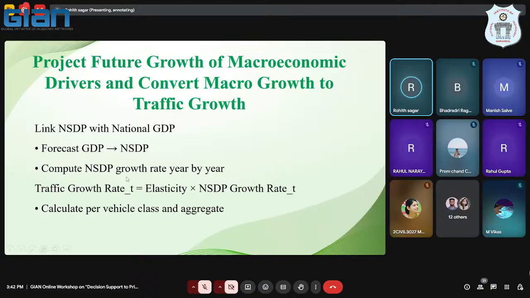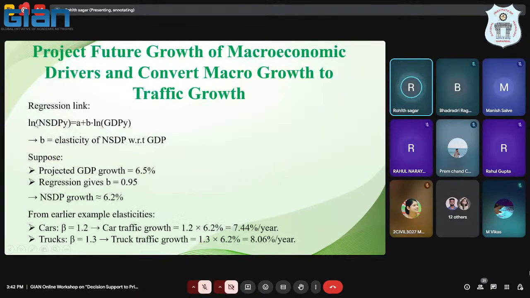We will do regression analysis, log regression, like ln of NSDP equals a plus b into ln of GDP. If we take b as the elasticity value, and multiply b with the projected GDP rate, we will get the NSDP growth rate. In this way, we will get the growth rate of NSDP for future years. We need to estimate it up to the desired year that we want for our project work, like 2050 or 2040.